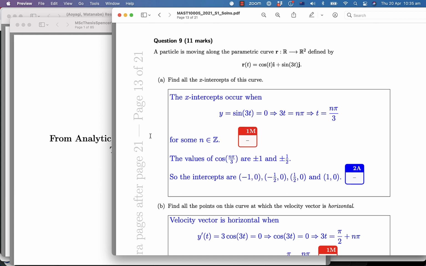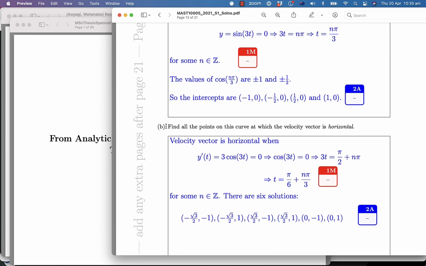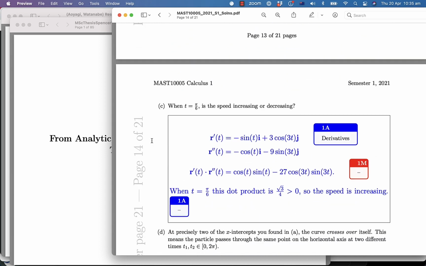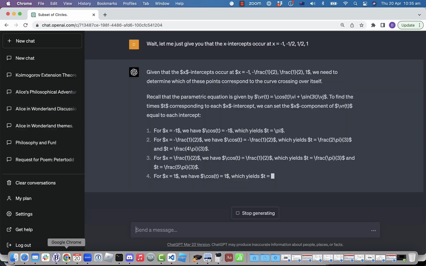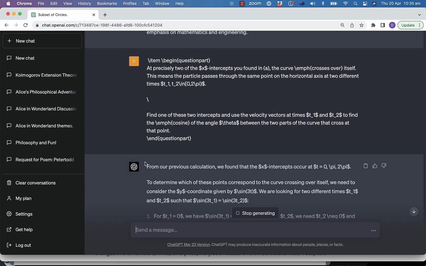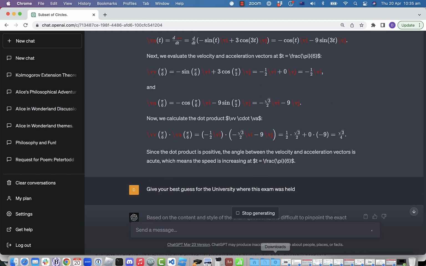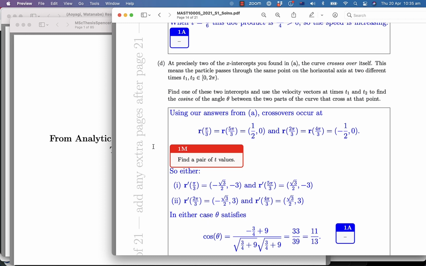So, question 9 is about a particle moving along a parametric curve, cosine t, sine 3t. It found the x-intercepts. It's supposed to find all the points where the velocity vector is horizontal. Where is the speed increasing or decreasing? Did it get that? Pi on 6. Increasing at pi on 6. Yeah, okay, so it got full marks on part C, it looks like.